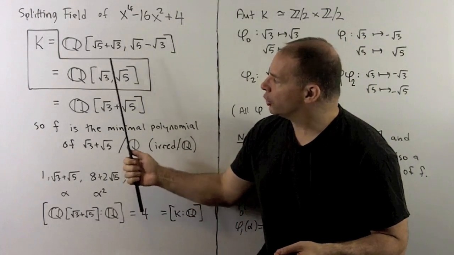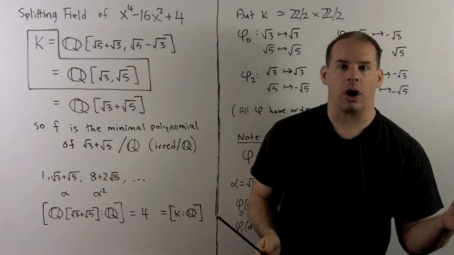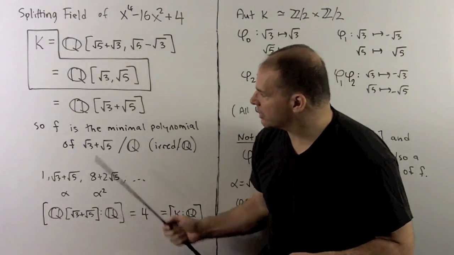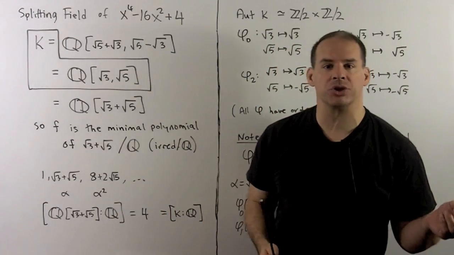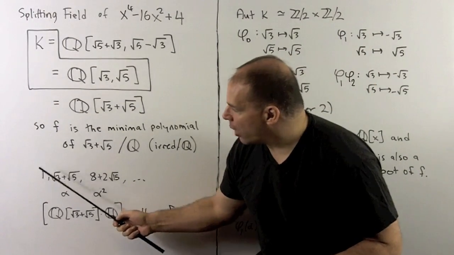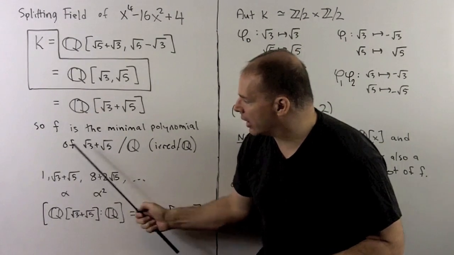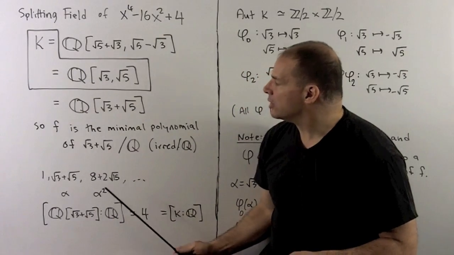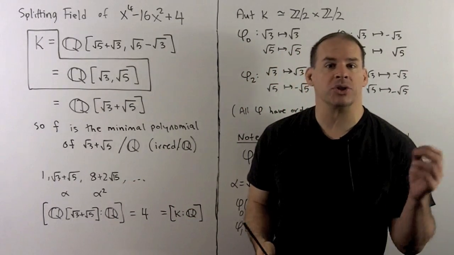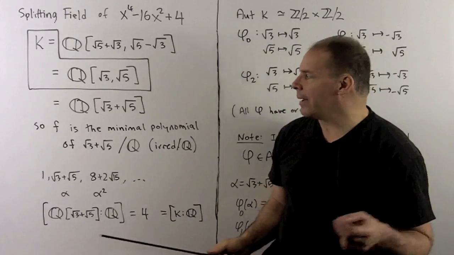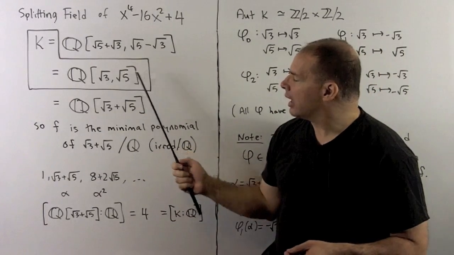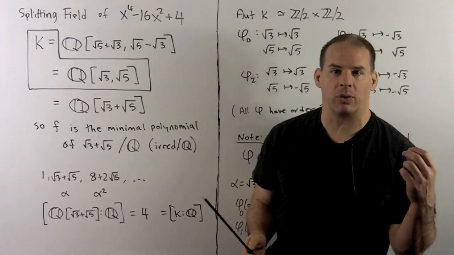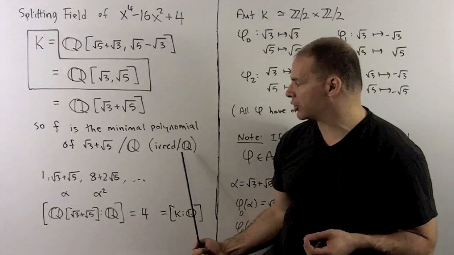Now, we note the degree of K over the rationals is equal to 4. If I consider Q adjoin square root of 3 plus square root of 5, let's find the degree of this subfield over the rationals. I have 1, square root of 3 plus square root of 5. We square this, I get 8 plus 2 square root of 15. We see that this is a linearly independent set, so the degree of this field over the rationals must also be equal to 4. That means these two fields are equal. And we also have that f is the minimal polynomial of square root of 3 plus square root of 5 over the rationals. So it must be irreducible over the rationals.